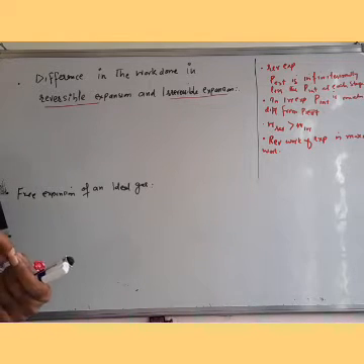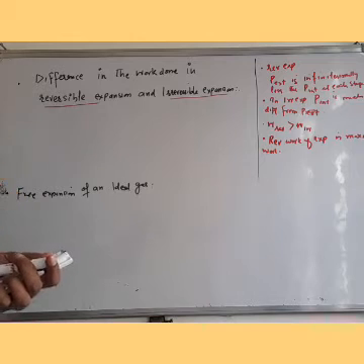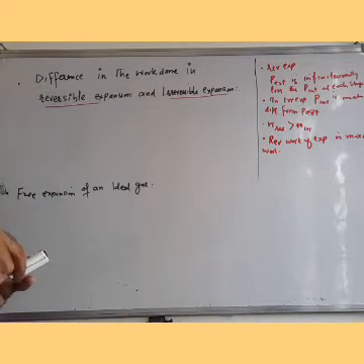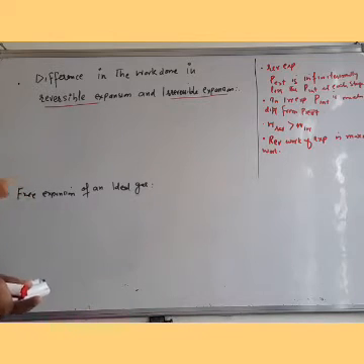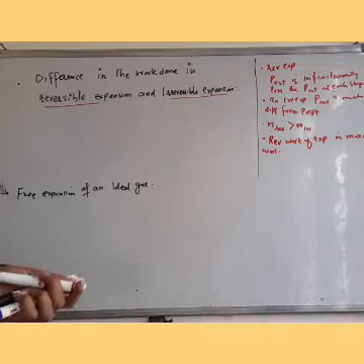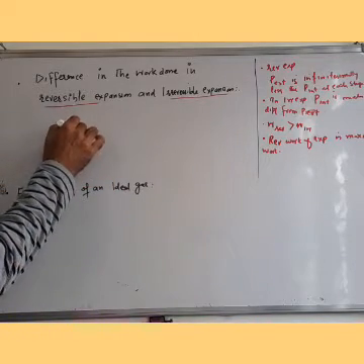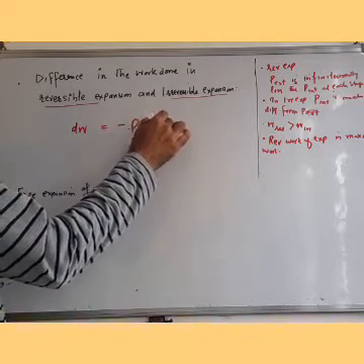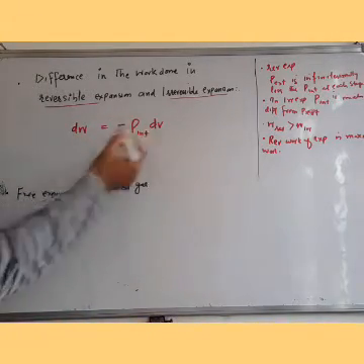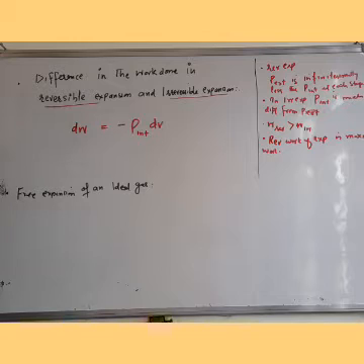So in reversible expansion of the ideal gas, P external is infinitesimally less than the P internal, the internal pressure. That means the external pressure is infinitesimally less than the internal pressure at each stage. Therefore, the expression for the work done can be taken as dW is equal to minus P internal dV. So this is the expression for the work done in the reversible manner.